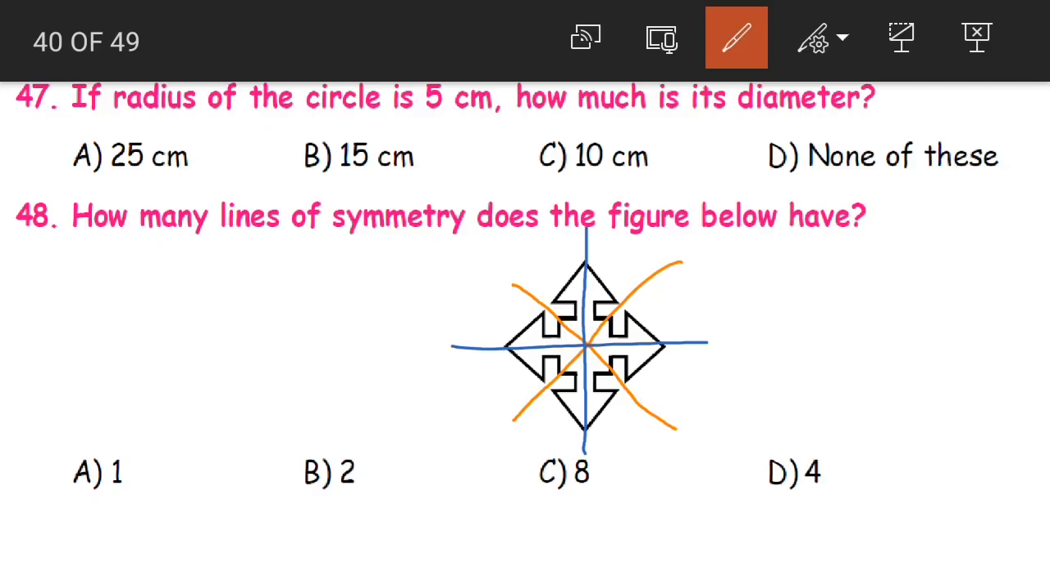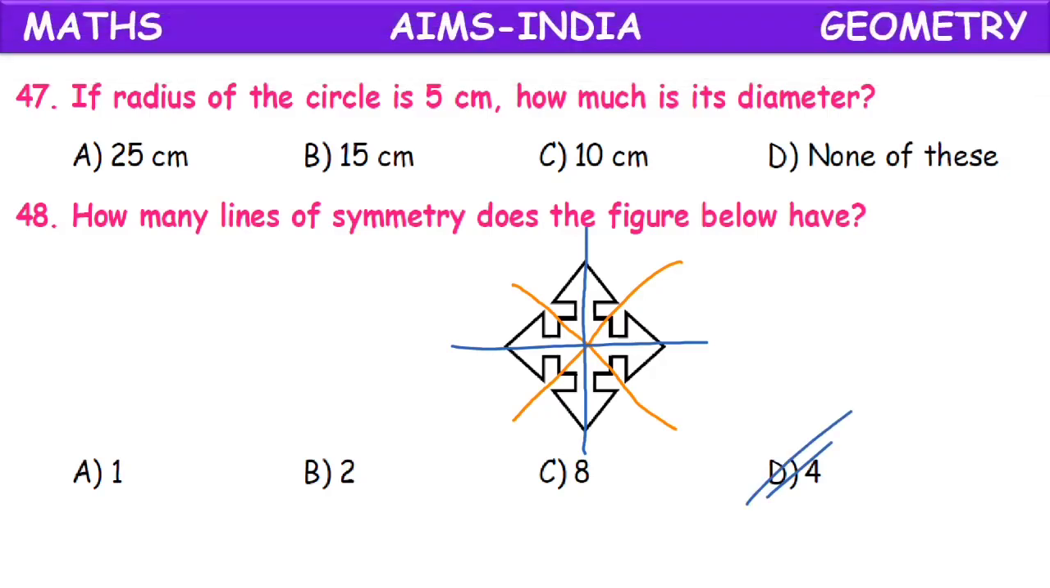That means we can fold the figure in 4 ways such that one part exactly overlaps the other. Yes or no? The line of symmetry will divide the given figure into two equal halves. Yes, so when we fold the figure or the shape along the line, we'll see that both the sides overlap each other. So the correct answer is option D, 4 lines of symmetry.